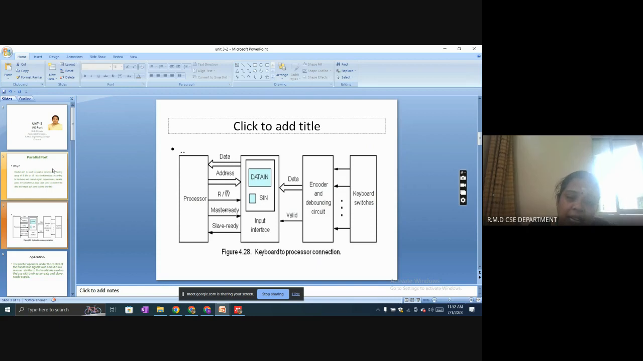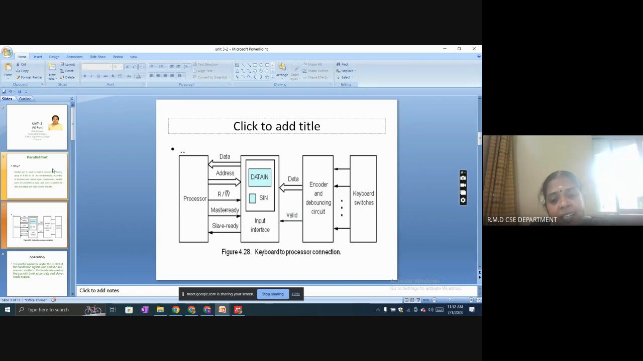The processor will allocate the address. There are two types of signals. One is the read-write signal, whether you want to read the data from the keyboard or write the data to the processor. In the asynchronous mode of transfer, we have master ready and slave ready. So this is a pictorial representation of the keyboard interface.